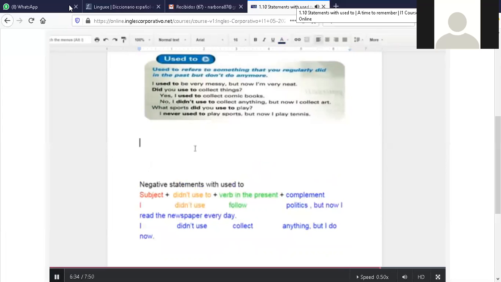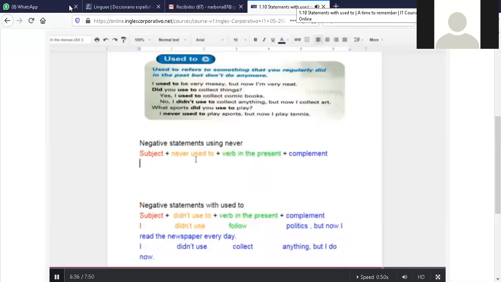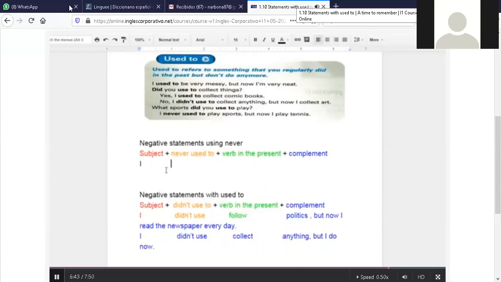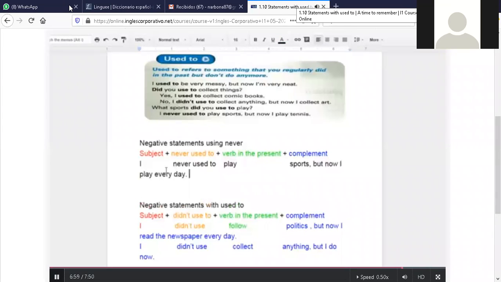And there is one last way to express negative statements, and that is using never used to. It's quite similar. Let me give you an example. I never used to play sports. Okay, but now I play every day. So we can also make negative statements using never used to.